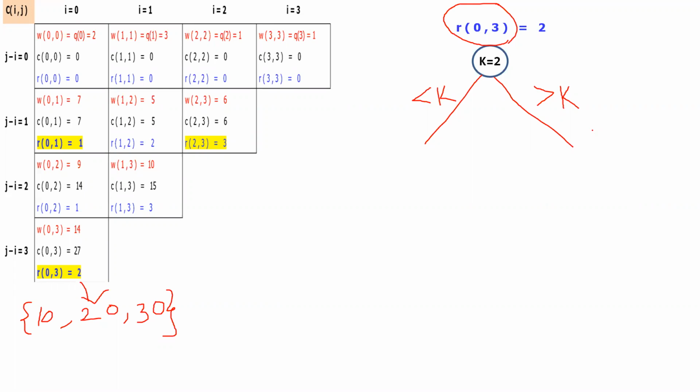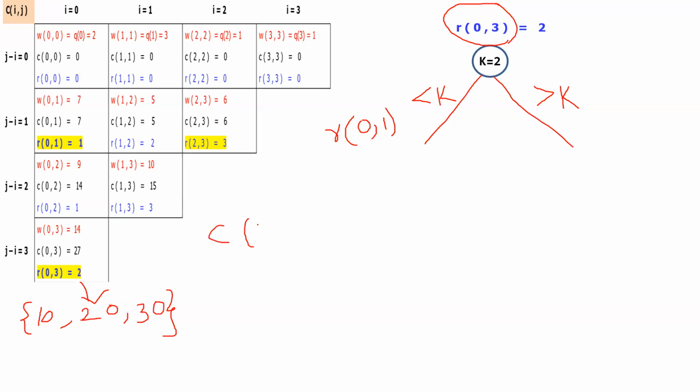Now, according to this, our k value is equal to 2. What are all the keys that are less than 2? For that, I'm going to write the root of R of 0, 1. How did I write this? The formula that I have used.